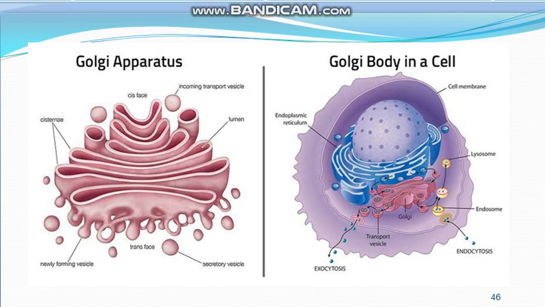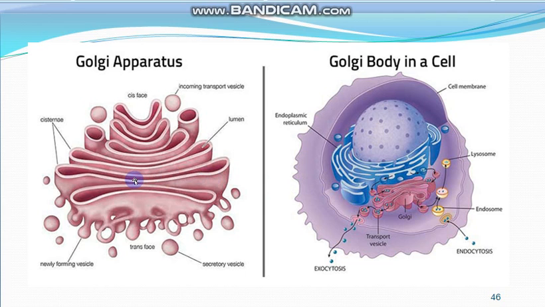So if you see the diagram, suppose this is the cell and this is the nucleus, and here this is the Golgi complex. This is its location. This is the location of the Golgi apparatus in the cell. And if we see it in isolation, the Golgi complex looks like this.